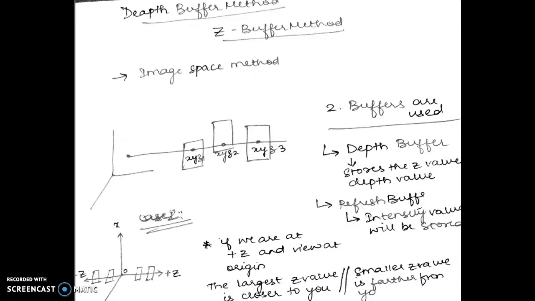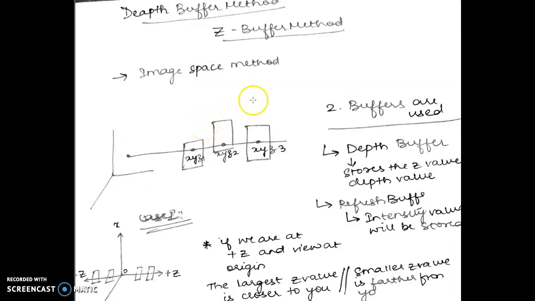In this lecture, we'll be seeing the next algorithm, that is the Z-buffer method algorithm. This Z-buffer method algorithm is an image space method. Last class we saw the back-face detection method, which was an object space method. I told you that in an image space method, the visible surface detection, hidden surface elimination, will be done on the projected image, that is the projected image on the screen.